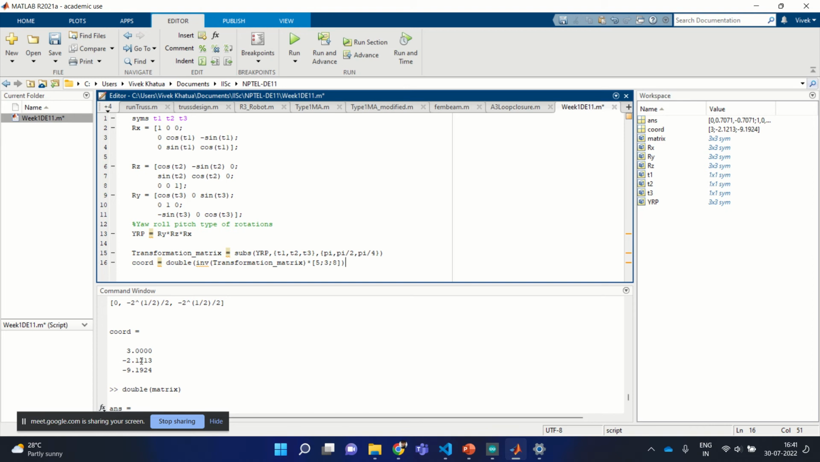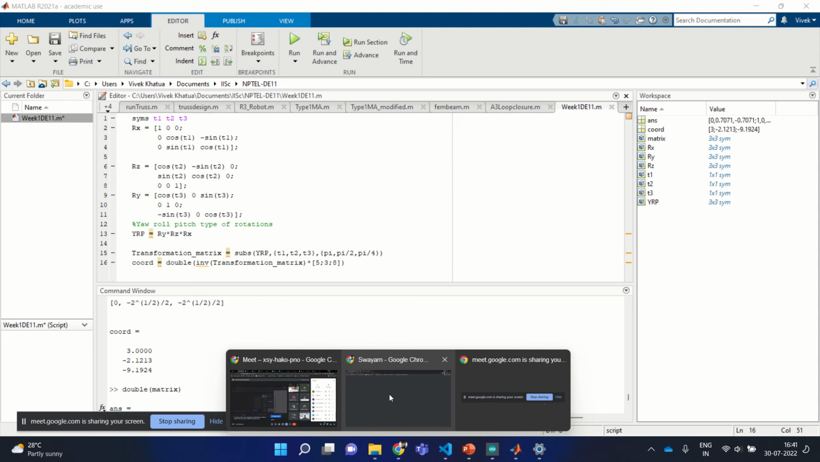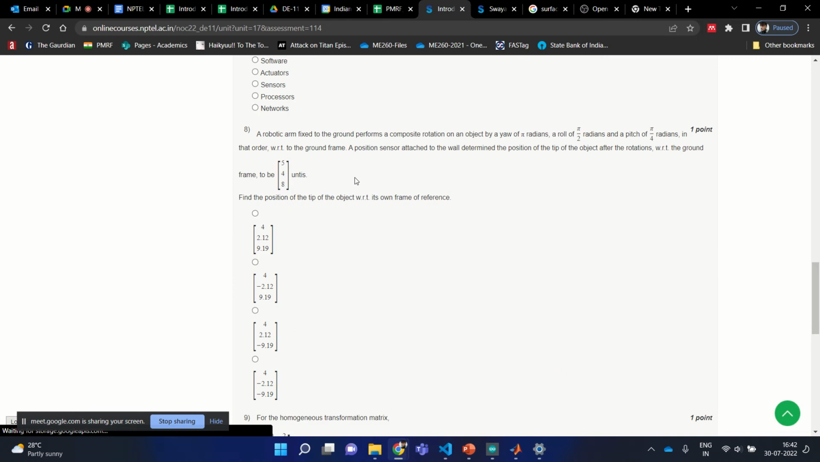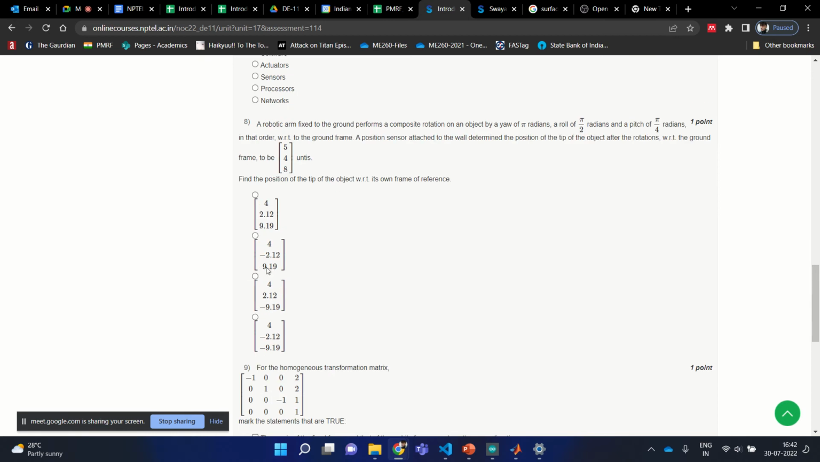You can see there is a similar type of answer in your assignment, but I'm sure that you must get a different answer because there is a different convention that is followed. So please be careful while working with these kinds of conventions. For week 1 you have your roll and pitch, okay, you have the same convention. So you need to work it out once to find the answer for this question.